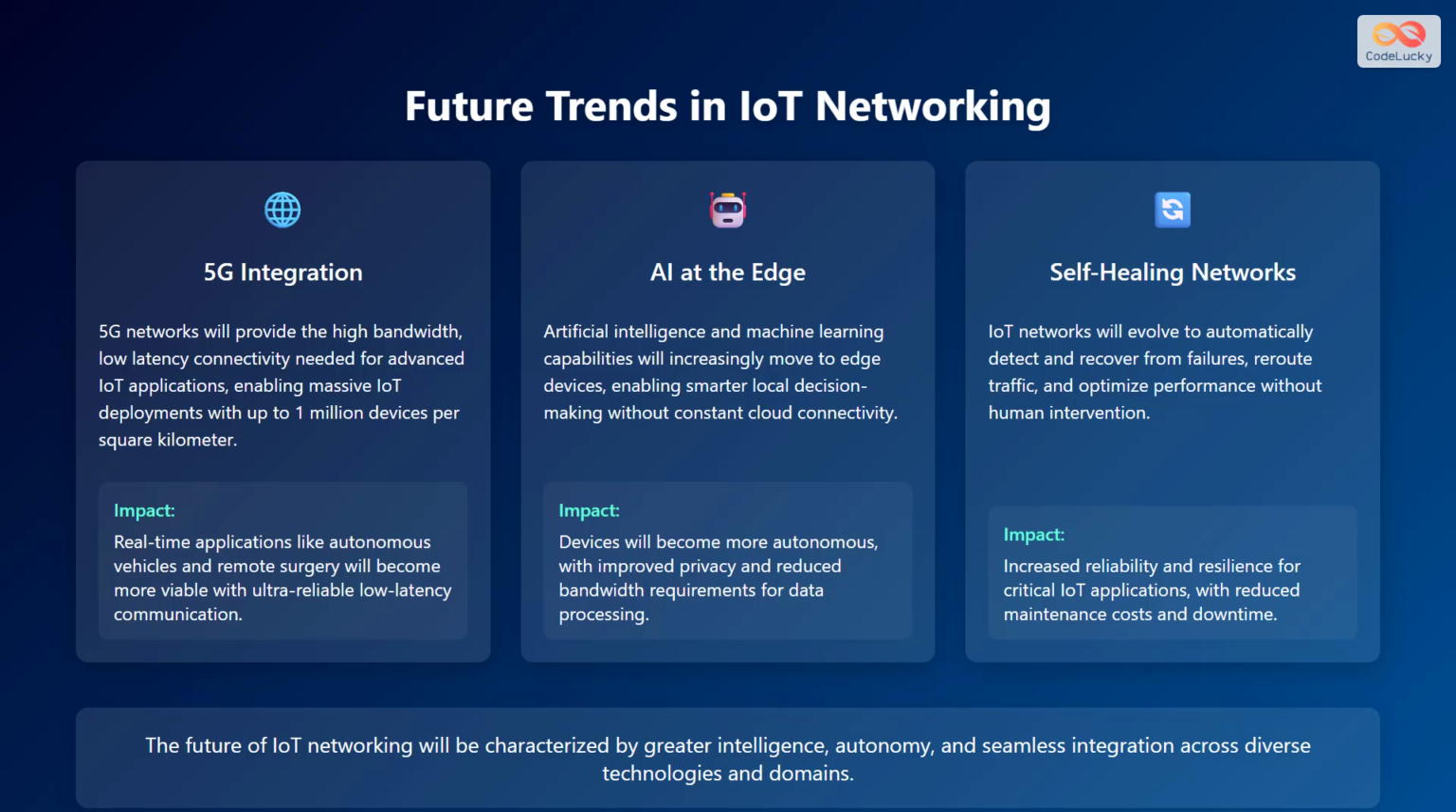Finally, self-healing networks will evolve. Internet of Things networks will automatically detect and recover from failures. They will reroute traffic and optimize performance without human intervention. This increases reliability and resilience for critical Internet of Things applications. Also, it reduces maintenance costs and downtime. The future of Internet of Things networking will be characterized by greater intelligence, autonomy, and seamless integration across diverse technologies and domains.